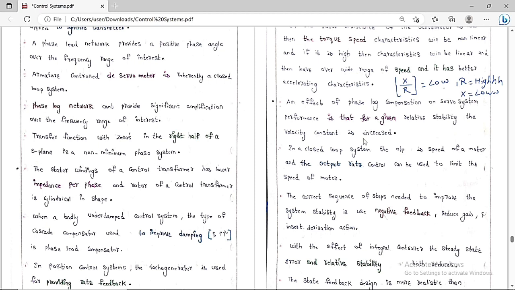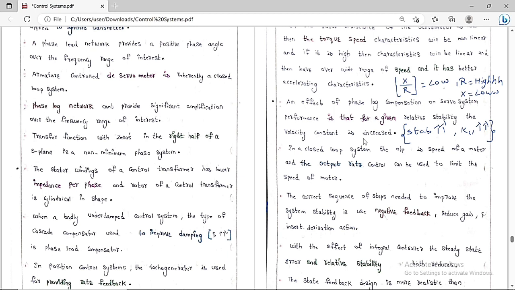So if you want the relative stability to increase, then definitely the velocity constant is also increased by using phase lag compensation on the servo system. Whenever you use phase lag compensation on the servo system and want better stability, the velocity constant is also increased. So the stability is going to increase, as well as the velocity constant Kv.